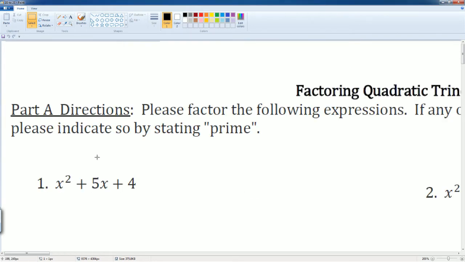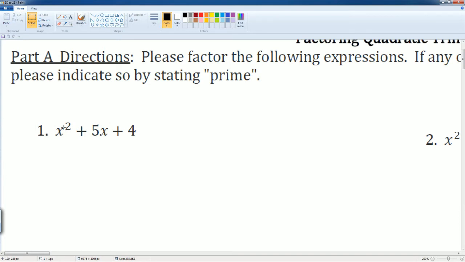This is a trinomial because there are 3 terms, and it is a quadratic because the degree is 2. Please understand that this is in the format of ax squared plus bx plus the constant c. If you write this out, you have a equals 1, b equals 5, and c equals 4. Notice a equals 1, so you could just factor this using the P and Q method.